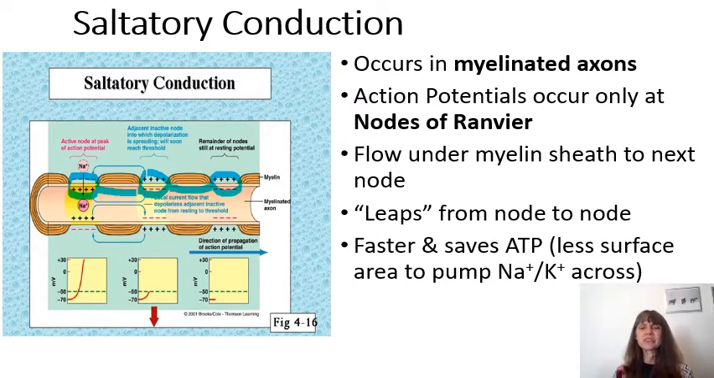Because it appears to leap from node to node, it's been given this name of saltatory conduction, and this actually helps to save energy in the form of adenosine triphosphate because less surface area is going to be required to reestablish the membrane potential by the sodium-potassium pumps.